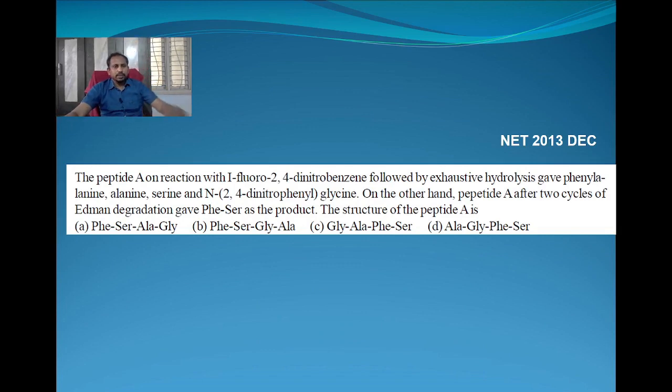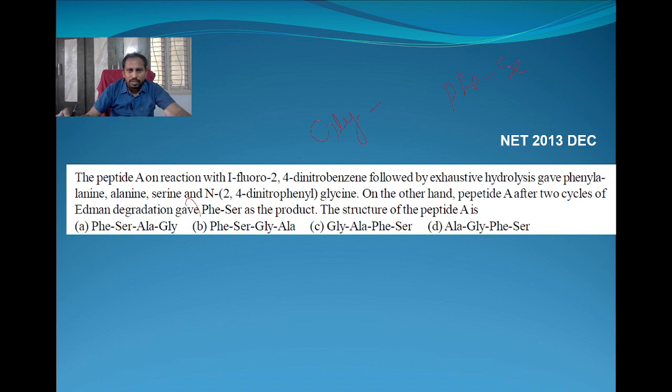The next question: a peptide A on reaction with 1-fluoro-2,4-dinitrobenzene, that means Sanger's reagent, followed by exhaustive hydrolysis gave phenylalanine, alanine, serine and N-2,4-dinitrophenylglycine. This is the end product analysis from Sanger's reagent. On the other hand, peptide A after 2 cycles of Edman degradation gives phenylserine as the product. What is the structure of peptide A? The first one is N-2,4-dinitrophenylglycine, so glycine will be at the end point.